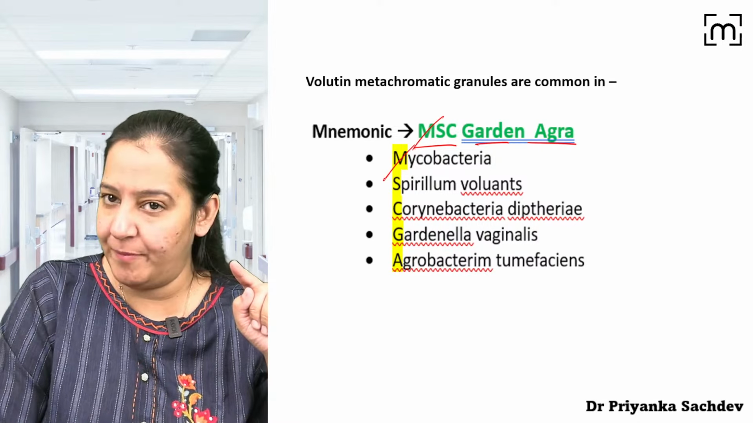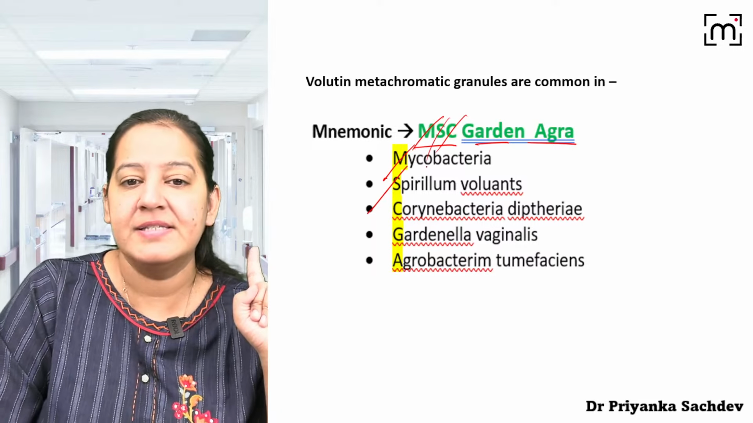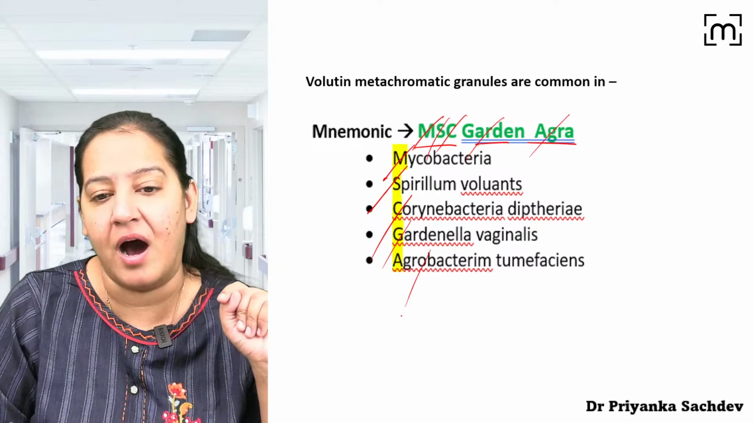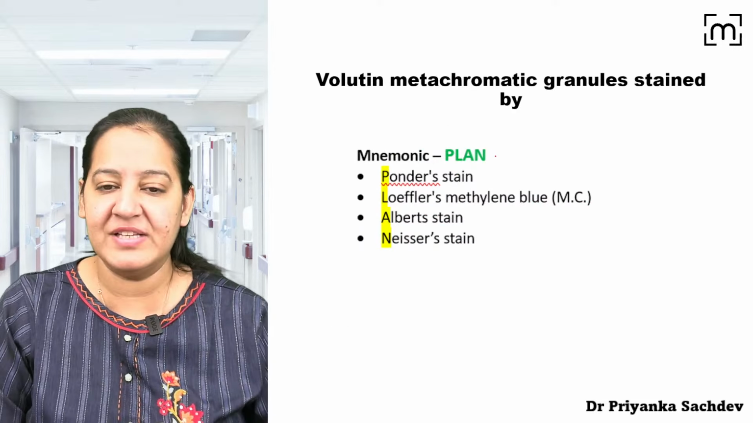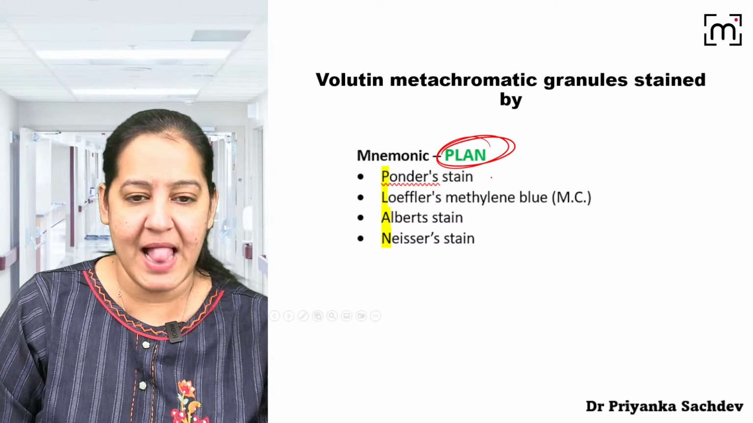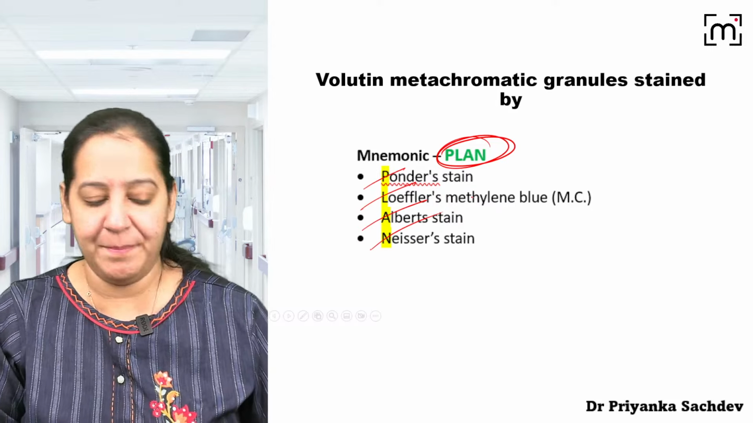So M stands for Mycobacterium. S stands for Spirillum volutans, the first bacteria in which it was discovered. C stands for Corynebacterium diphtheriae. Garden, Gardnerella. And Agra, Agrobacterium tumefaciens, right? And tell me the names of the stains by which we can stain them. The 4 stains. The mnemonic is PLAN, P-L-A-N: Ponder, Loeffler, Albert, Neisser. These all are your PYQs.